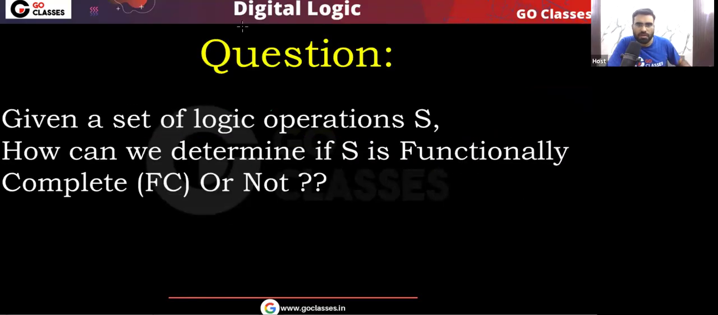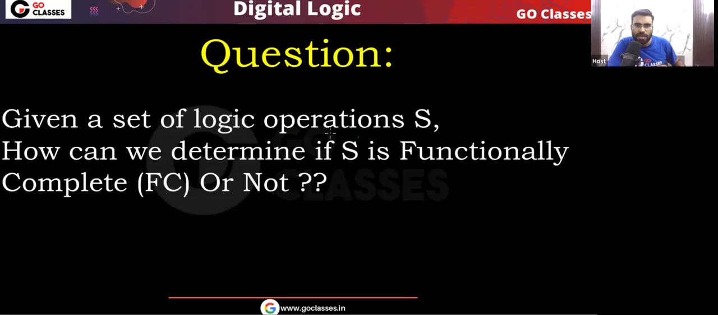Now let me ask you this question. Given a set of logical operations S, if I give you a set of Boolean operations, how can you determine whether it is functionally complete or not? If I give you some set of operations, how can you determine that this S is functionally complete or not? How will you determine? Tell me.